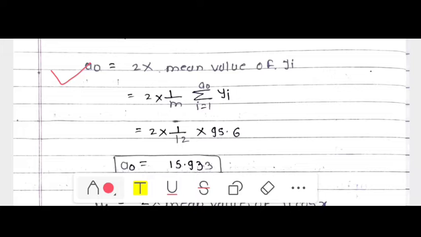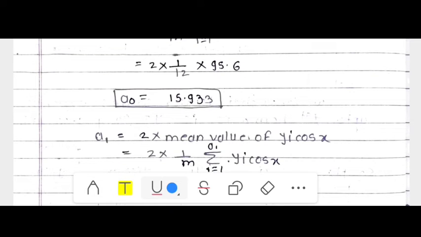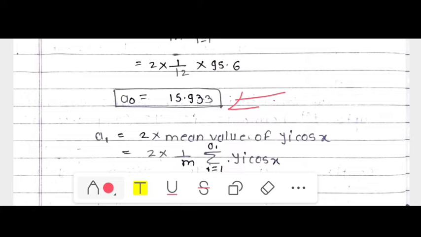a0 is equal to 2 into the mean value of yi, that is 2 into 1 upon m summation yi, which is equal to 2 into 1 upon 12 into the summation of y, which is 95.6. By calculating this we get the value of a0 as 15.933.